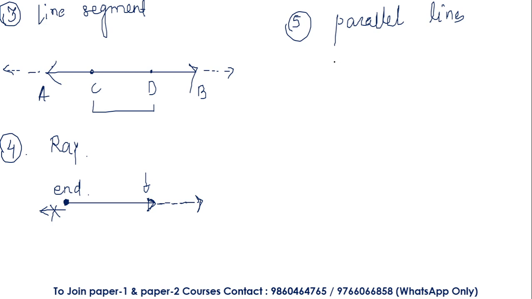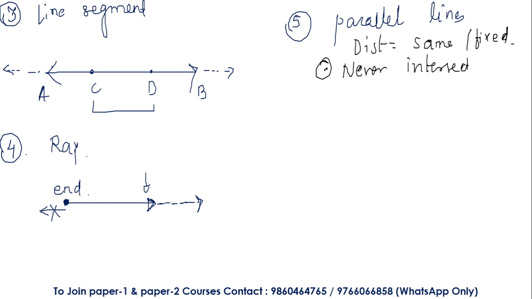So what are parallel lines? Parallel lines are lines in which the distance is always the same, or it is fixed, and they never intersect. They are never going to intersect. Intersect means they are not going to connect with each other. Like for example, I have line A, okay, one line. The other line is line B.